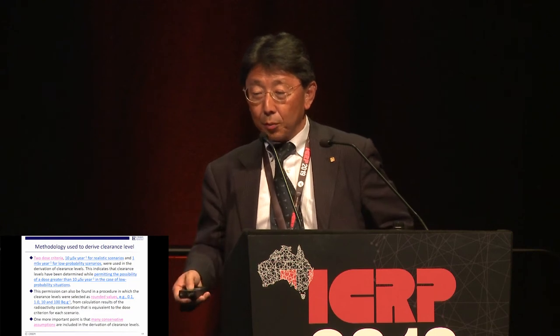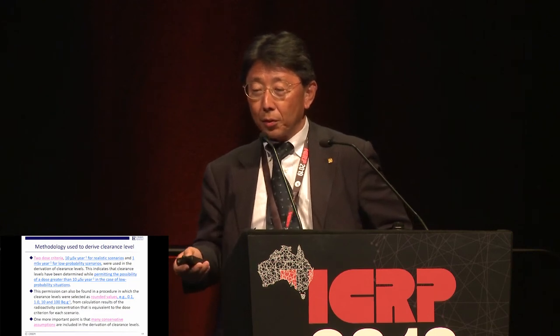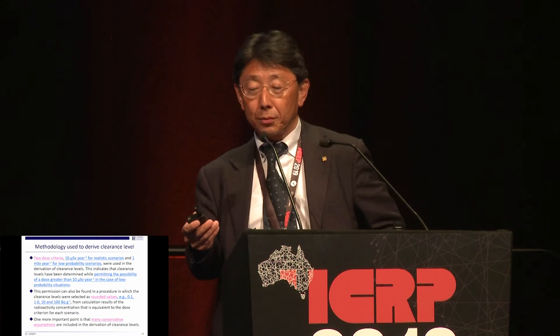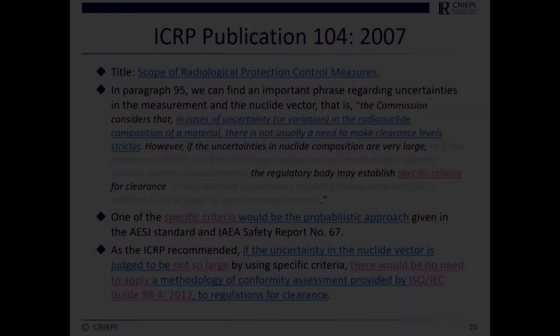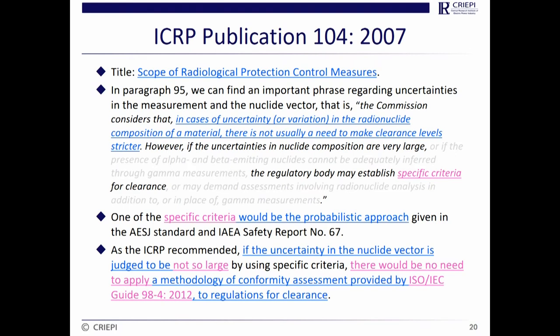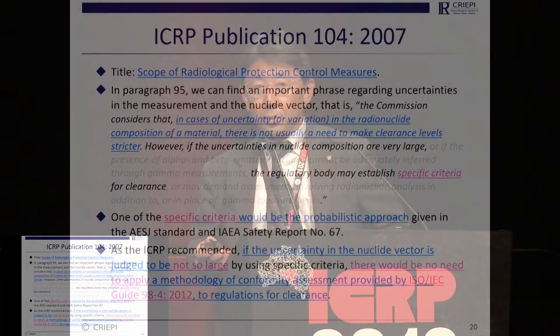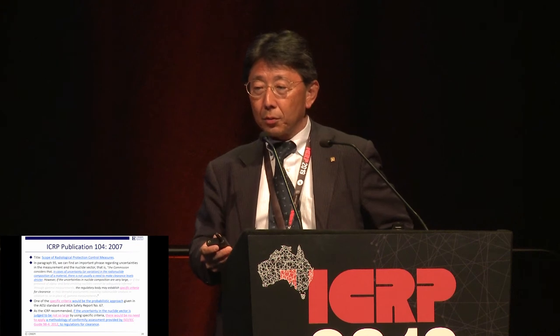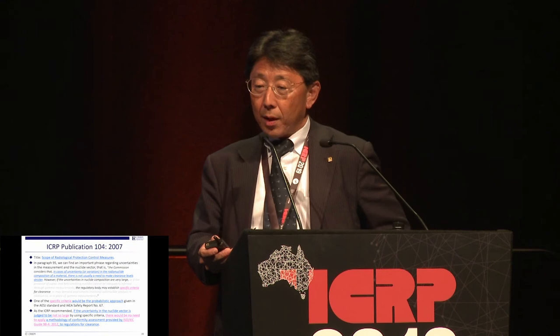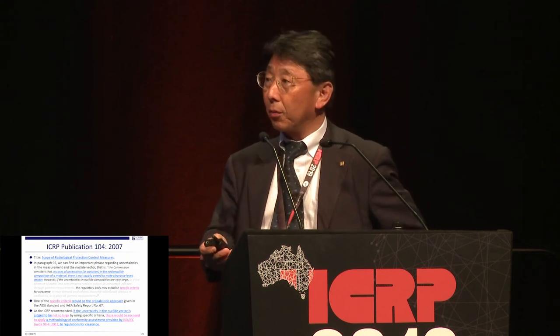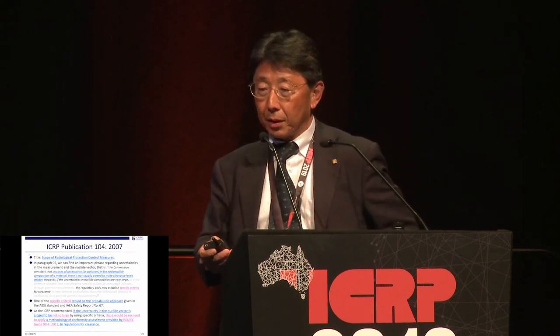And also the third point, one more important point, is that many conservative assumptions are included in the derivation of the clearance level. We can also see a related phrase in Publication 104, whose title is the scope of radiological protection control measures. In paragraph 95, we can find an important phrase regarding uncertainty.